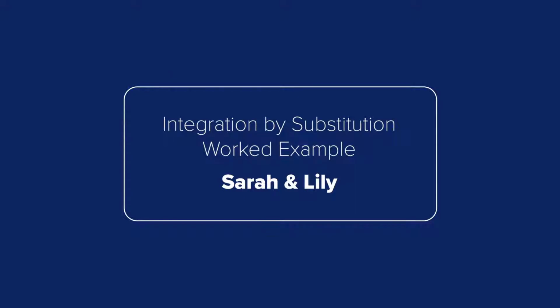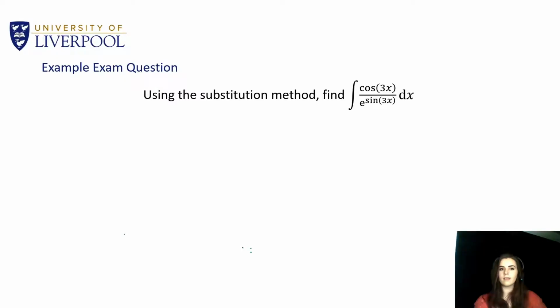Hi everyone, this is the second integration by substitution video, in which we'll be looking at a worked example to apply what we've learned theoretically onto an exam style question. So this is the example exam question that we're going to be looking at today. Using the substitution method, find the integral of cos 3x all over e to the power sine 3x dx.